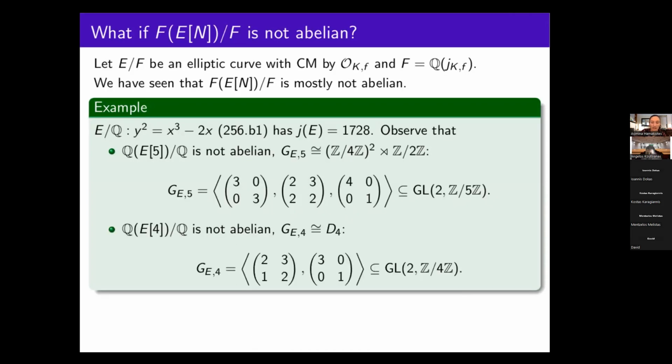And another example that I included just to show you that just because n is 4 doesn't mean the group needs to be abelian. In this case, the 4-division field over Q, the Galois group of that is isomorphic to D4, which is not abelian.